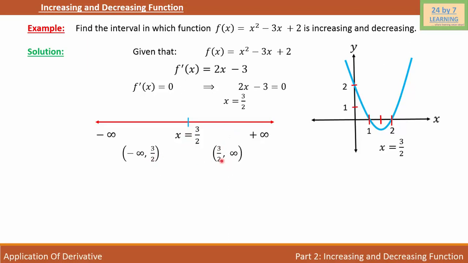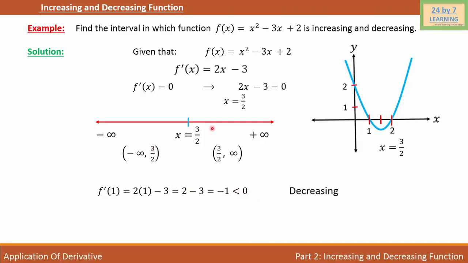Let's try to understand this mathematically. In order to do that, I would like to consider a point between negative infinity and 3/2. I'm going to consider 1, because 1 lies between negative infinity and 3/2, and I'm going to use this function. So f'(1) is equal to 2 times 1 minus 3, because I have 2x − 3. 2 times 1 is 2, minus 3. So 2 − 3 is −1. And we know that −1 is less than 0. So we can say that the function is decreasing for the interval negative infinity to 3/2.